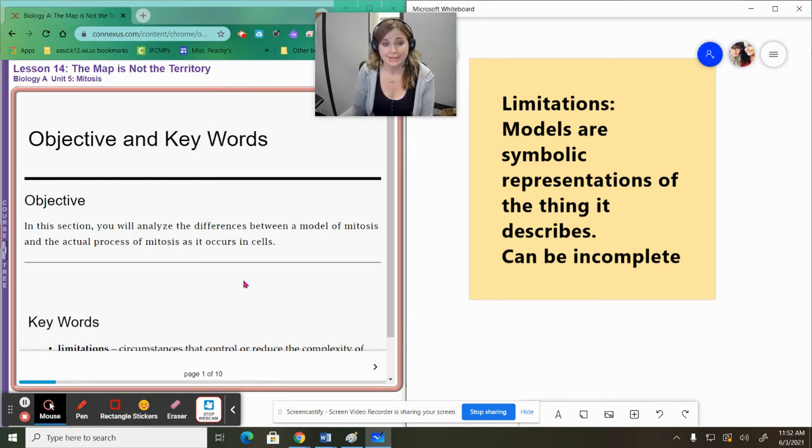The map is not the territory. That is the title of this lesson. Basically, this lesson delves into what a model is in science and how a model isn't a complete picture of everything that's happening all across the board.